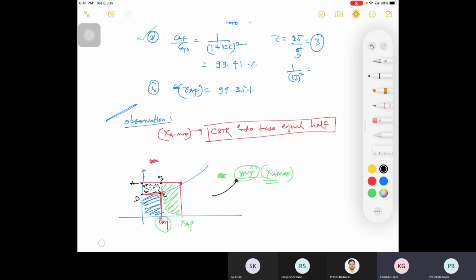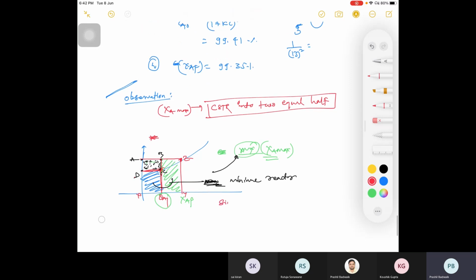Minimum. How is it minimum? ABCD should be maximum and the complete area should be minimum. Okay. So this I need to maximize, and this I need to minimize, this area of what? I'll say reactor volume. I need to minimize the reactor volume, that is this area. In simple terms I need to maximize the area ABCD.